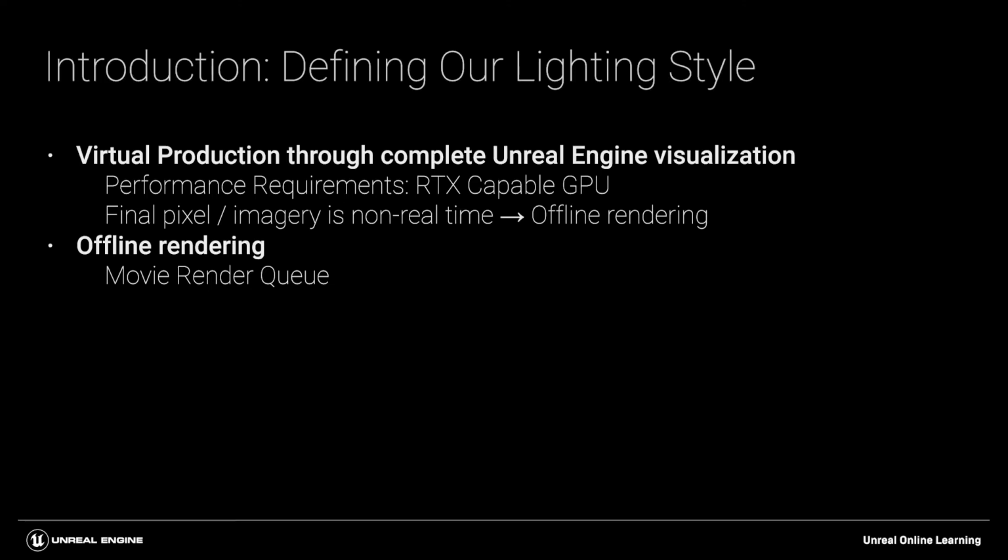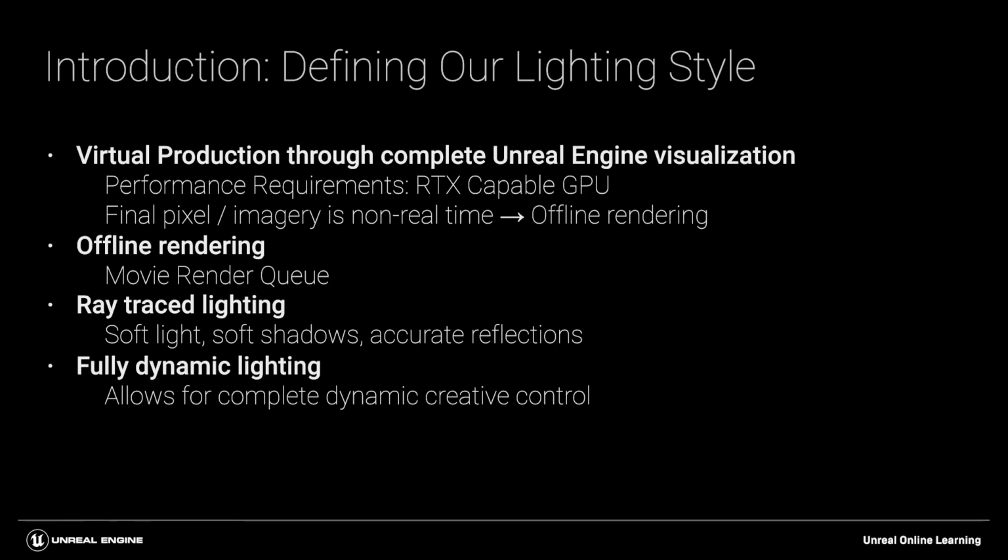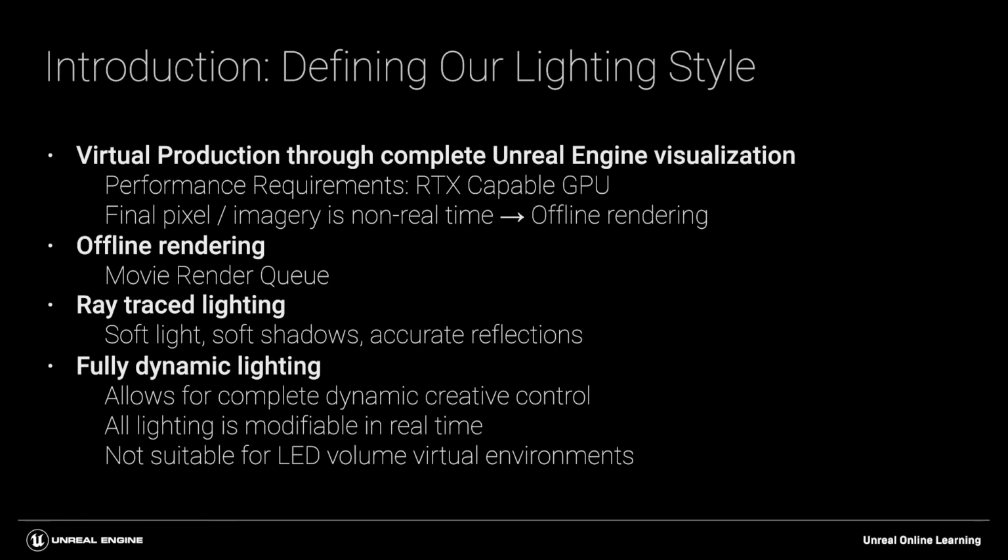Speaking of lighting, we're going to be focusing on ray trace lighting, like the title suggests. And that means that we're taking a look at how soft light, soft shadows, and all of the accurate soft reflections that come with that will help create a cinematic look in our scene. I'm going to be using lighting that is fully dynamic. This allows for complete creative control, which means that all the lighting is modifiable in real time. This also means that we will not be building or baking our lighting.